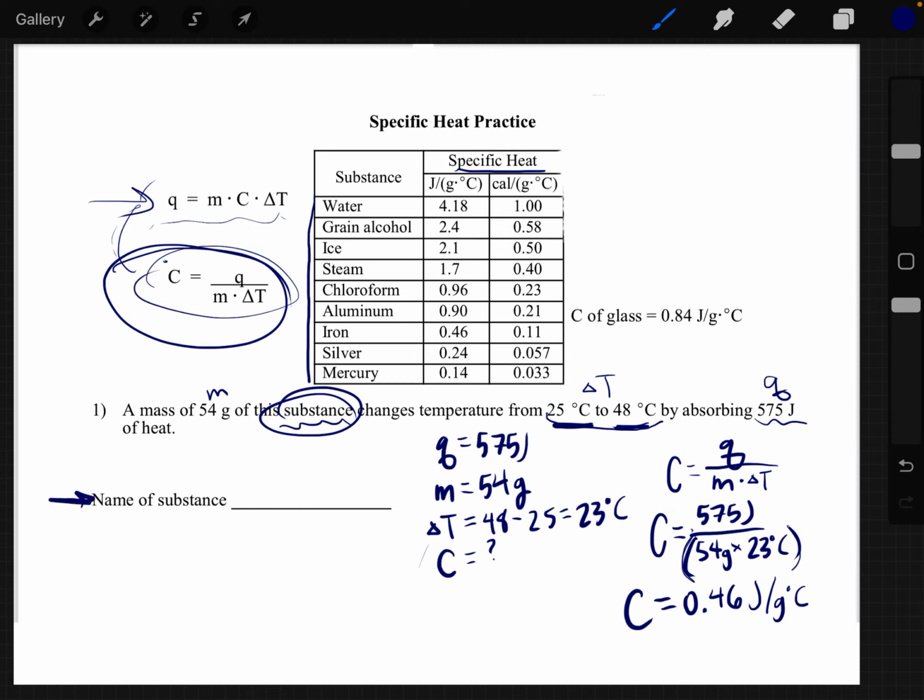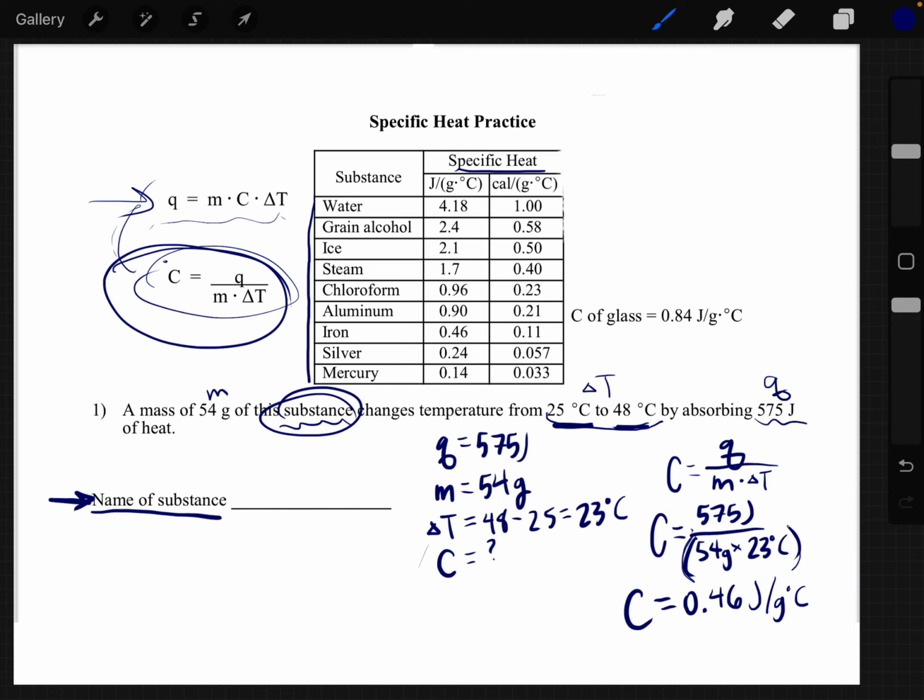But did the question ask for what is the specific heat? No, it asked for the name of the substance. So what I can do is go over to my specific heat table. If you have a question like this on your test, we're not going to expect you to memorize the specific heat of a bunch of different substances. Okay, so you'll be given this.